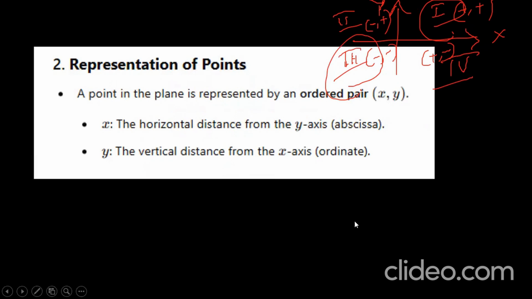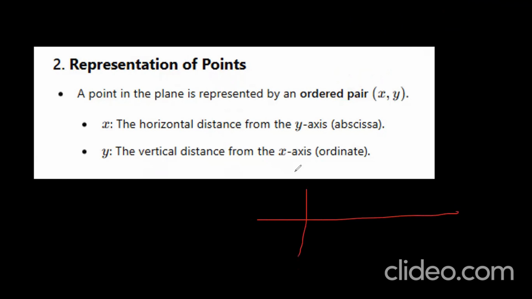Now I want to represent a point. Let me take one point on my graph. This is 1 and 2, this is 1 and 2. This is my point. A point in the plane is represented by an ordered pair. An ordered pair means it consists of two things: x comma y.